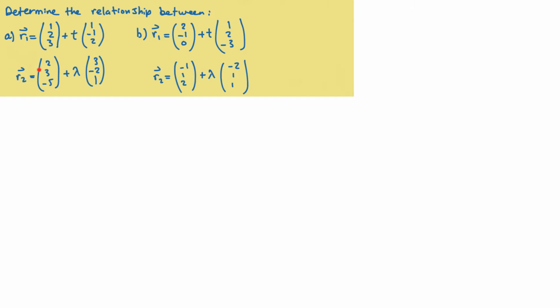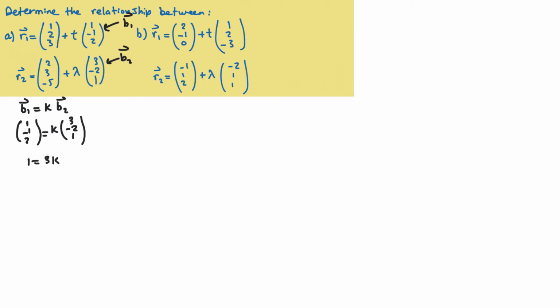So for part A of the question, first let's check to see if the lines are parallel or not. To check if they're parallel or not, we are going to look at the two direction vectors, and we're going to see if one is a scalar multiplication of another. So is b1 equal to k multiplied by b2? b1 is (1, -1, 2), and we're checking to see if that's equal to k multiplied by (3, -2, 1). That means 1 should equal 3k.